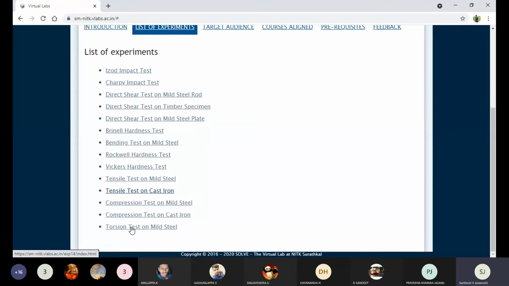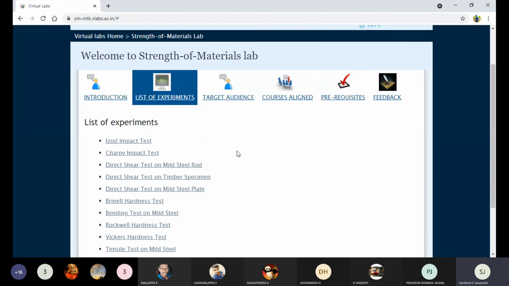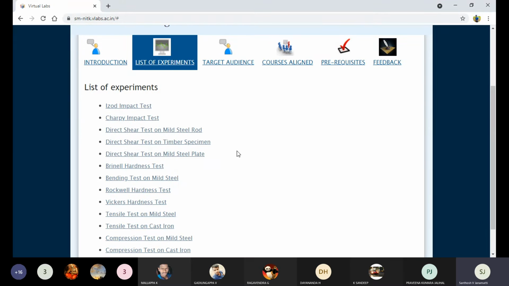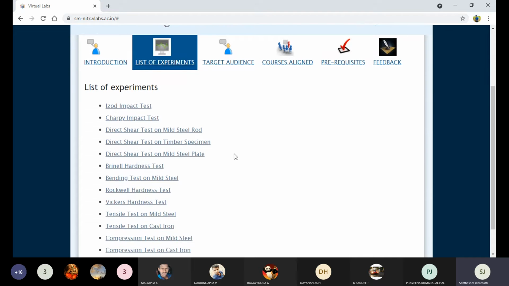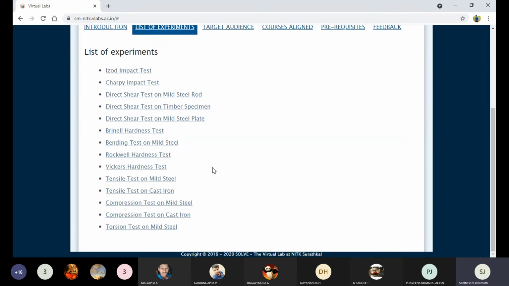So the remaining experiments we can conduct in our laboratory. At least 80% of experiments are covered through this virtual lab. The remaining experiments we can conduct in our laboratory once the lockdown is lifted. See, this is the list of experiments I have shown you.